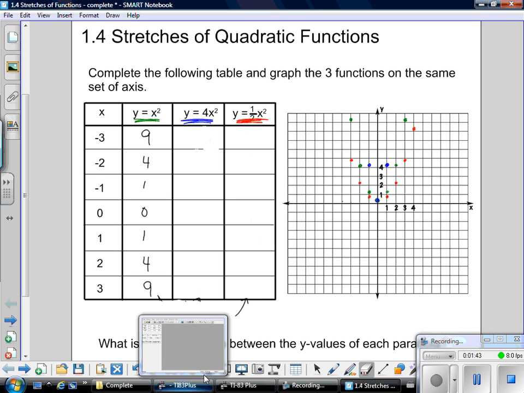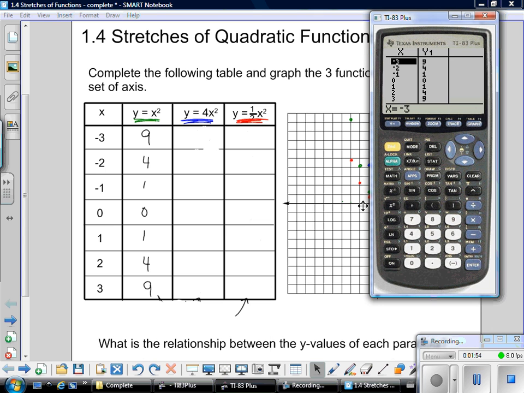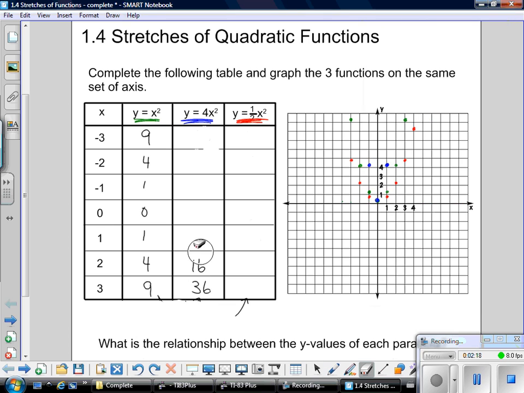Now the next equation, if you notice, I've changed the a value to a 4. So what happens to the y values when I do that? Again, I'm going to go back and insert the number 4 in front of my x squared. Now when I do that and I do second graph, again, you can see I have numbers here: 36, 16, 4, 0, 4, 16, 36. So very, very easy to see what happens. So I'm just going to transfer those numbers into this column.